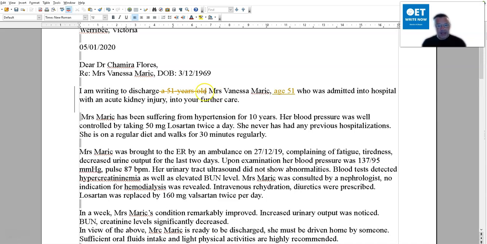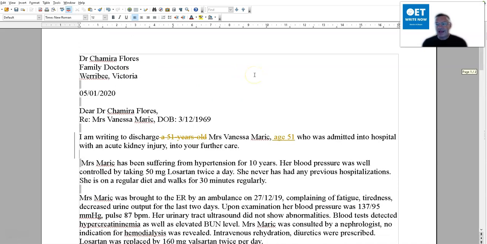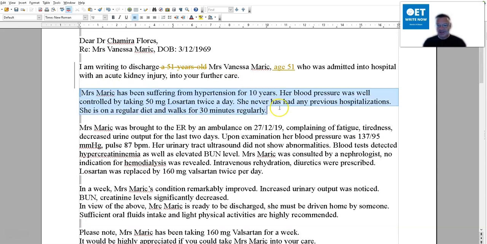Now, this is one of the things I'm talking about. Again, I wasn't sent all of the notes. People just said it's a discharge. But like I say, if you're writing to the GP, or the clinic where that patient is registered, you don't need this because they know it.